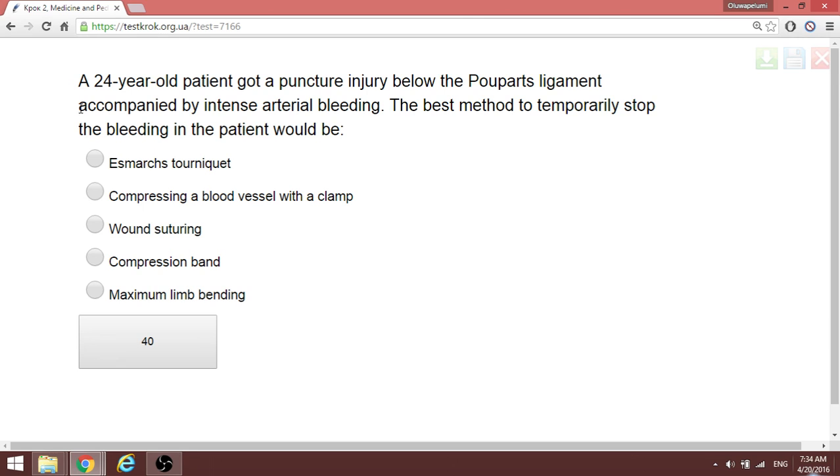Okay, our last question for this particular video, and I hope you are really preparing for the exams. A 24-year-old patient got a puncture injury below Poupart's ligament. Poupart's ligament is the inguinal ligament, so they call it the inguinal ligament of Poupart. Accompanied by intense arterial bleeding. The best method to temporarily stop the bleeding in this patient is going to be the use of a compression band. They are asking us for a temporary stop of the bleeding, not a permanent stop. So the best thing to use there is a compression band.